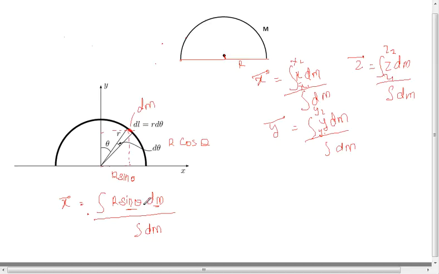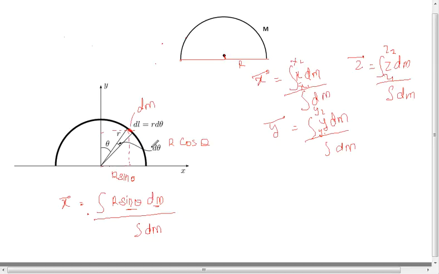Otherwise we cannot integrate in this manner. You should feel comfortable with this: if you want to integrate it, you have to either make theta a function of m, or sin theta a function of m, or represent dm as a function of d theta. So we are going to check what we can do.